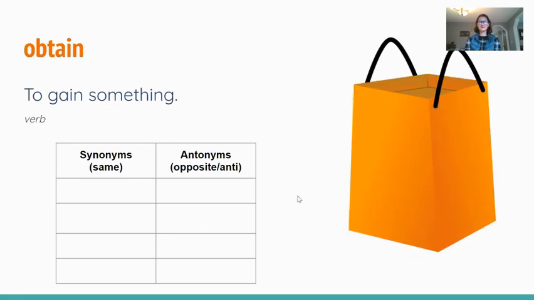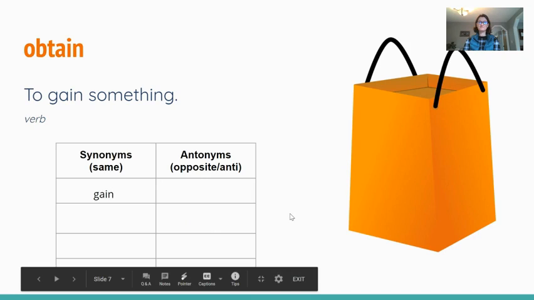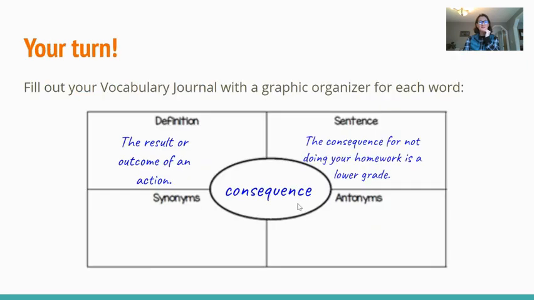Okay, and obtain is to gain something. So synonyms for obtaining things would be to say gain, get, acquire, and the opposite would be to lose something, or to give something, or to eliminate. So obtain and eliminate are kind of the opposite. Get rid of and gain are kind of antonyms for each other, aren't they? So now you can see we've had some synonyms and antonyms for each of those words.